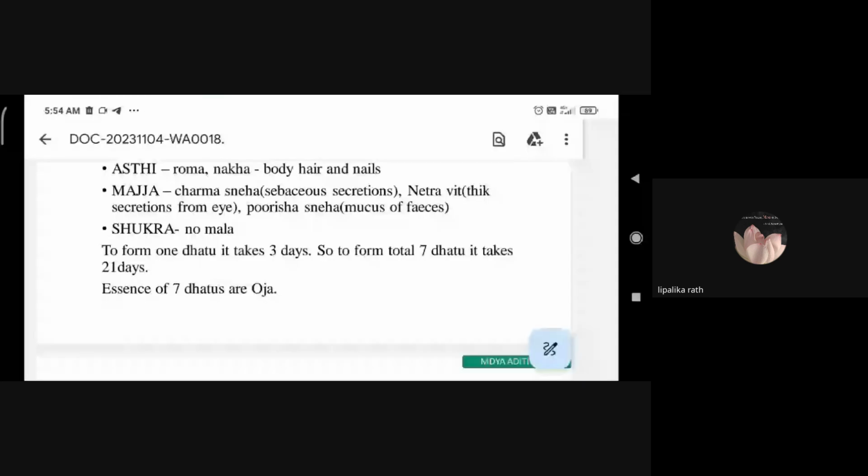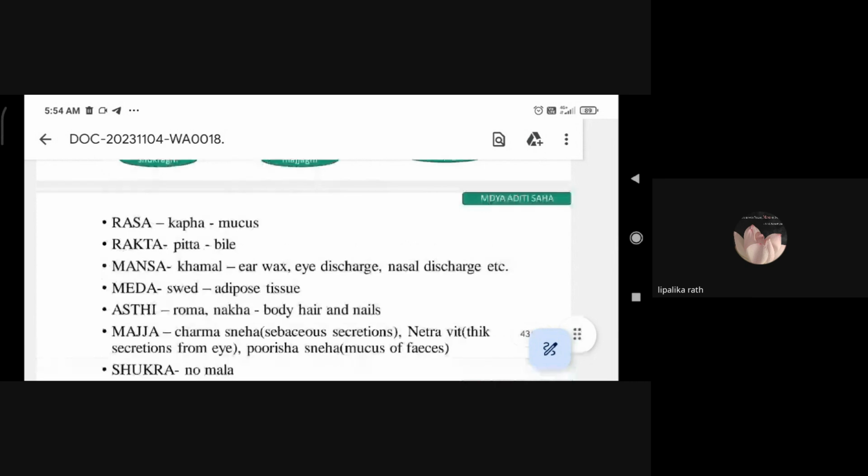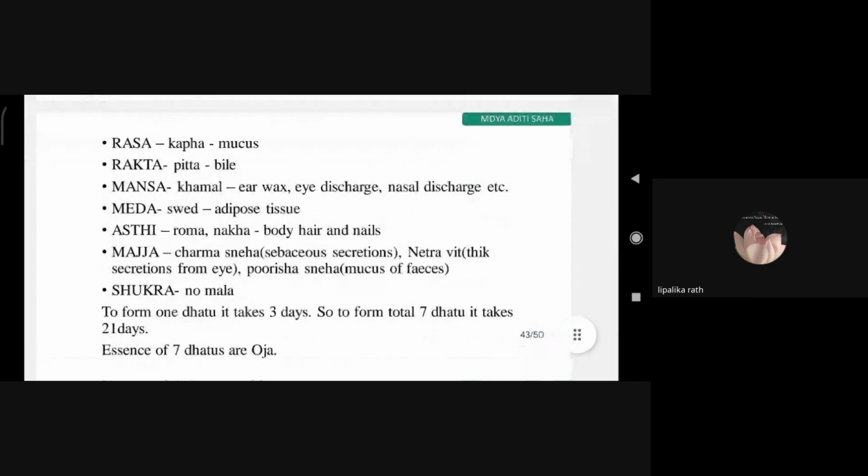Yes, ma'am. So from one dhatu it takes 3 days. So to form a total of seven dhatus, it takes 21 days. And if we see the malas coming in excess, or anything that is not normal, that means your dhatus are not working properly, right?